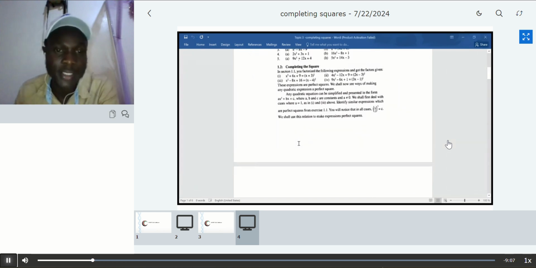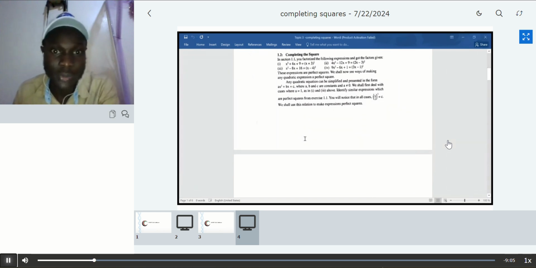Let's start. In this section, the expression x squared plus 6x plus 9 is equal to x plus 3 squared. These expressions are perfect squares, and we shall now see ways of making any quadratic expression a perfect square.